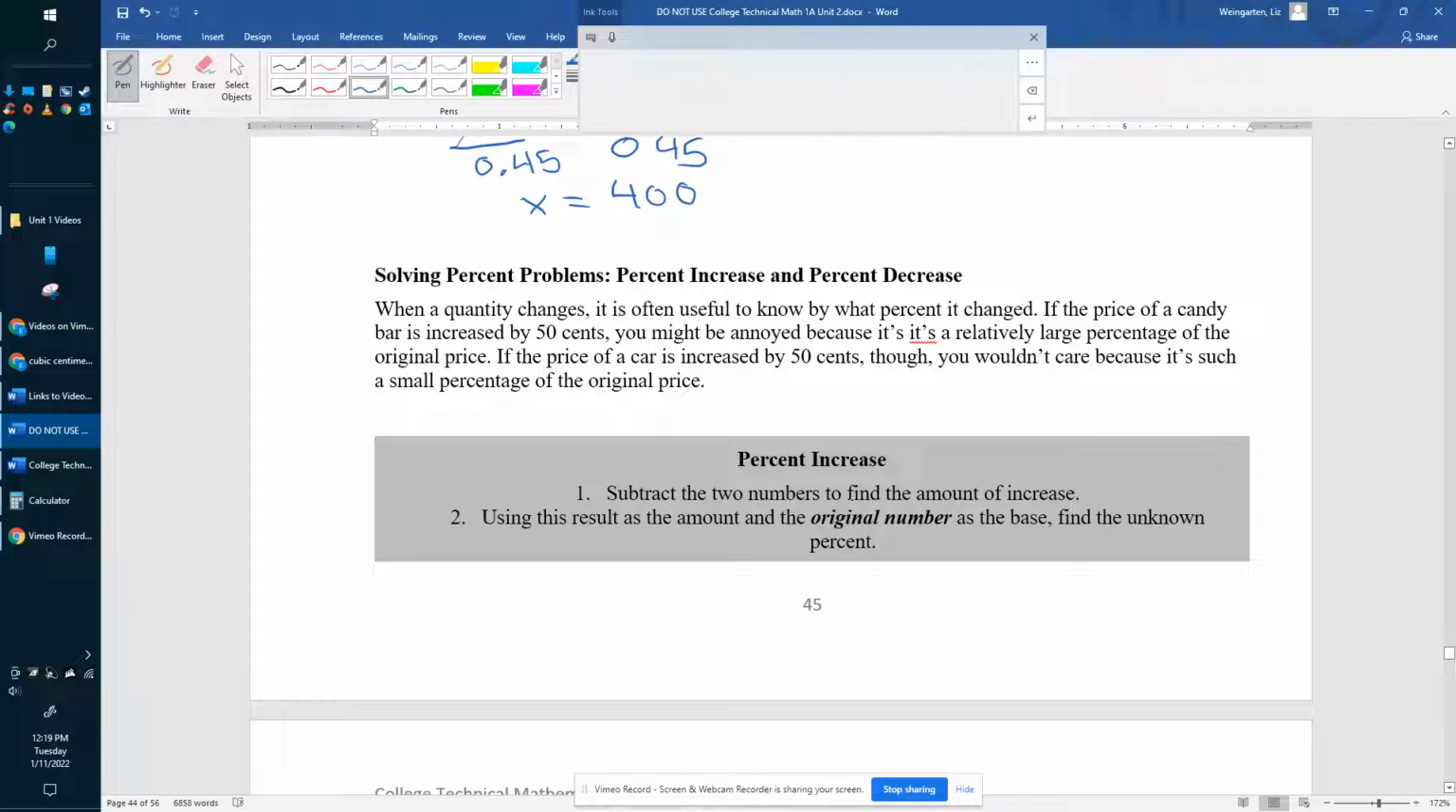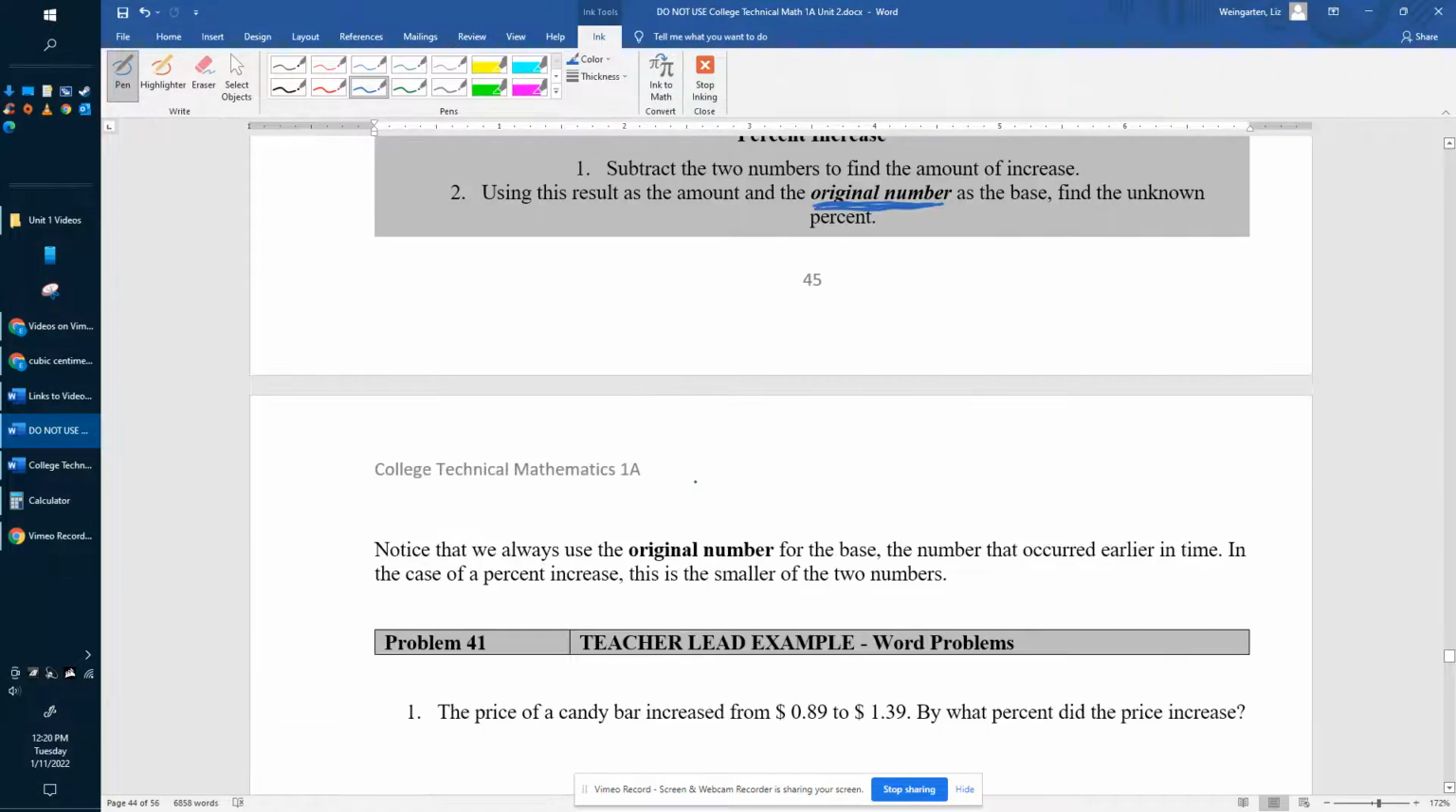Now, we are also going to be seeing problems where we're dealing with percent increase and percent decrease. So, to find a percent increase, subtract the two numbers and find the amount of the increase. Using the result, put that over the original number. Make sure you're using the original number. A lot of people forget and put the new number. It has to go over the base, not the amount, to find the unknown percent.